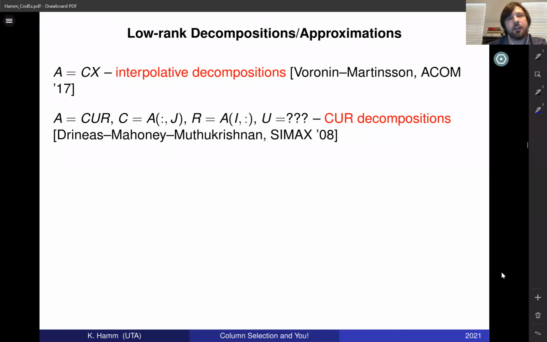What I didn't talk about is that if we're being ambitious, if I'm asking to subsample columns, I might as well also ask to subsample rows. And now I can look at factorizations of my matrix where I have a column submatrix on the left and a row submatrix on the right, and then something to mix the two in between. These are typically called CUR decompositions. I will say later on what natural choices are for U.